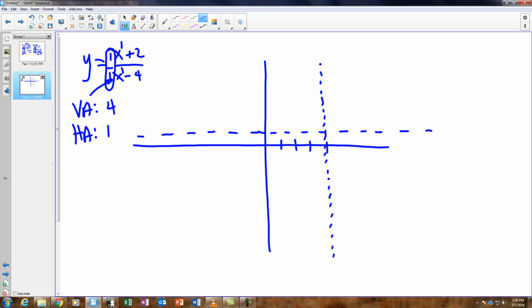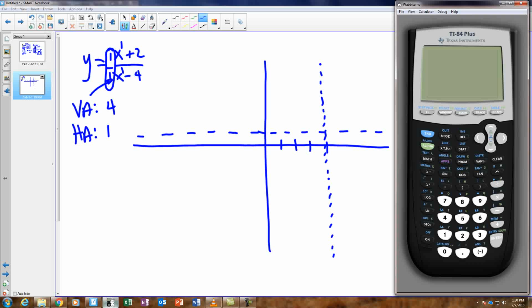At this point, I just want to produce the graph from the calculator. So I'm going to grab my calculator, turn it on, go to y equals, and remember there's a couple of options. One is to go alpha y equals, and hit enter. That'll give you the stacked fraction. Otherwise, you need to use parentheses: x plus 2, and on the bottom, x minus 4. But go ahead and graph it. All I'm really looking for is the general shape.